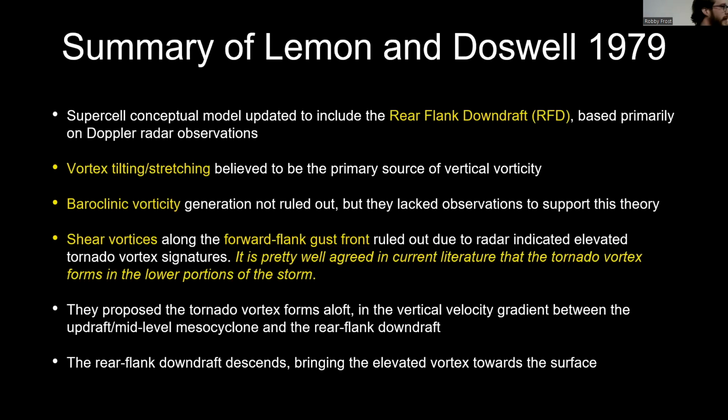But really that elevated tornado vortex signature was an artifact of radar scan strategies. And it turns out several decades later, once we get things like SAILS and mobile Doppler radars, it's pretty well agreed upon that the tornado vortex forms in the lowest portions of the storm. So I leave this in here because there's an entire mechanism of generating vertical vorticity that got ignored for quite a while because of this line of reasoning. So always check your assumptions, and make sure they're backed up robustly.